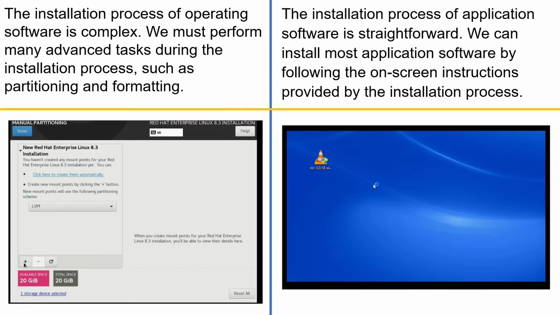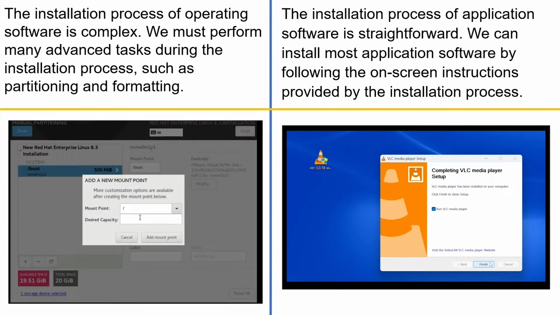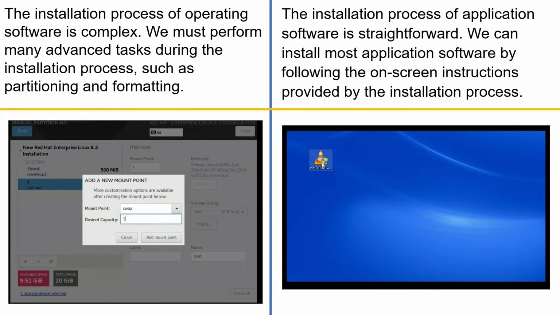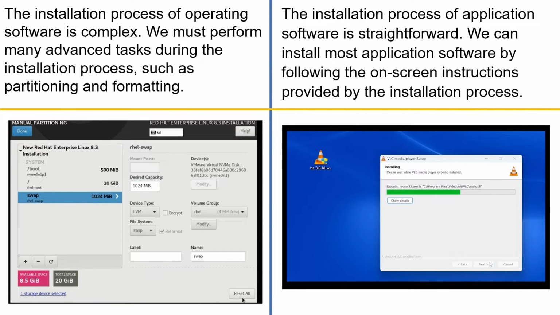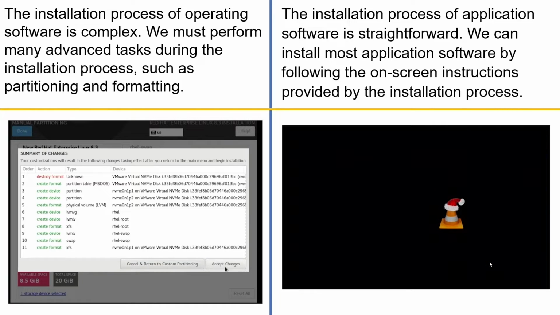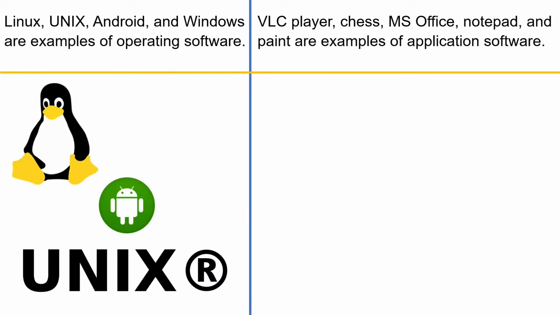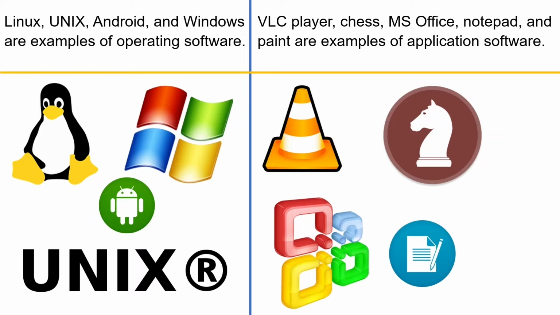The installation process of operating software is complex. We must perform many advanced tasks during the installation process, such as partitioning and formatting. The installation process of application software is straightforward. We can install most application software by following the on-screen instructions provided by the installation process. Linux, Unix, Android, and Windows are examples of operating software. VLC Player, Chess, MS Office, Notepad, and Paint are examples of application software.